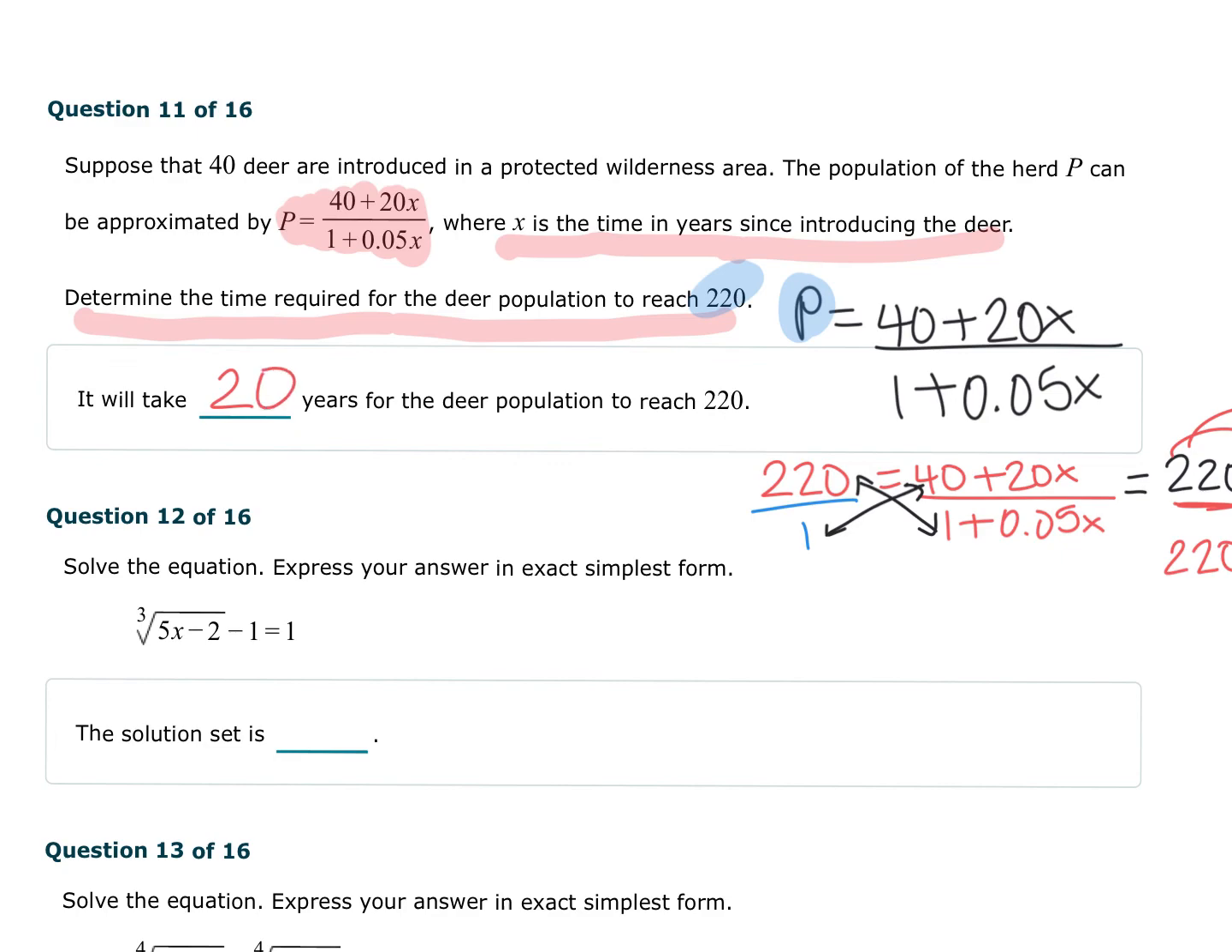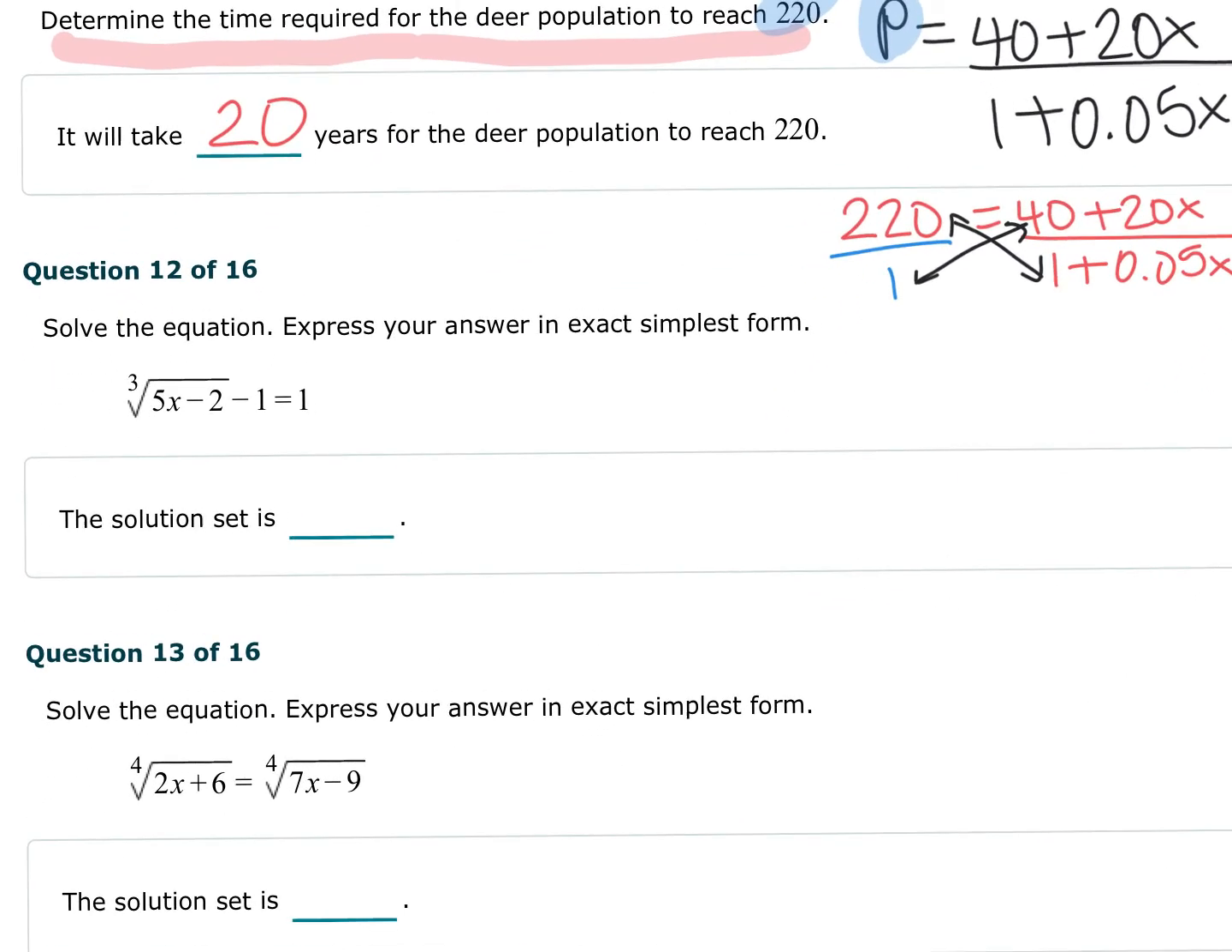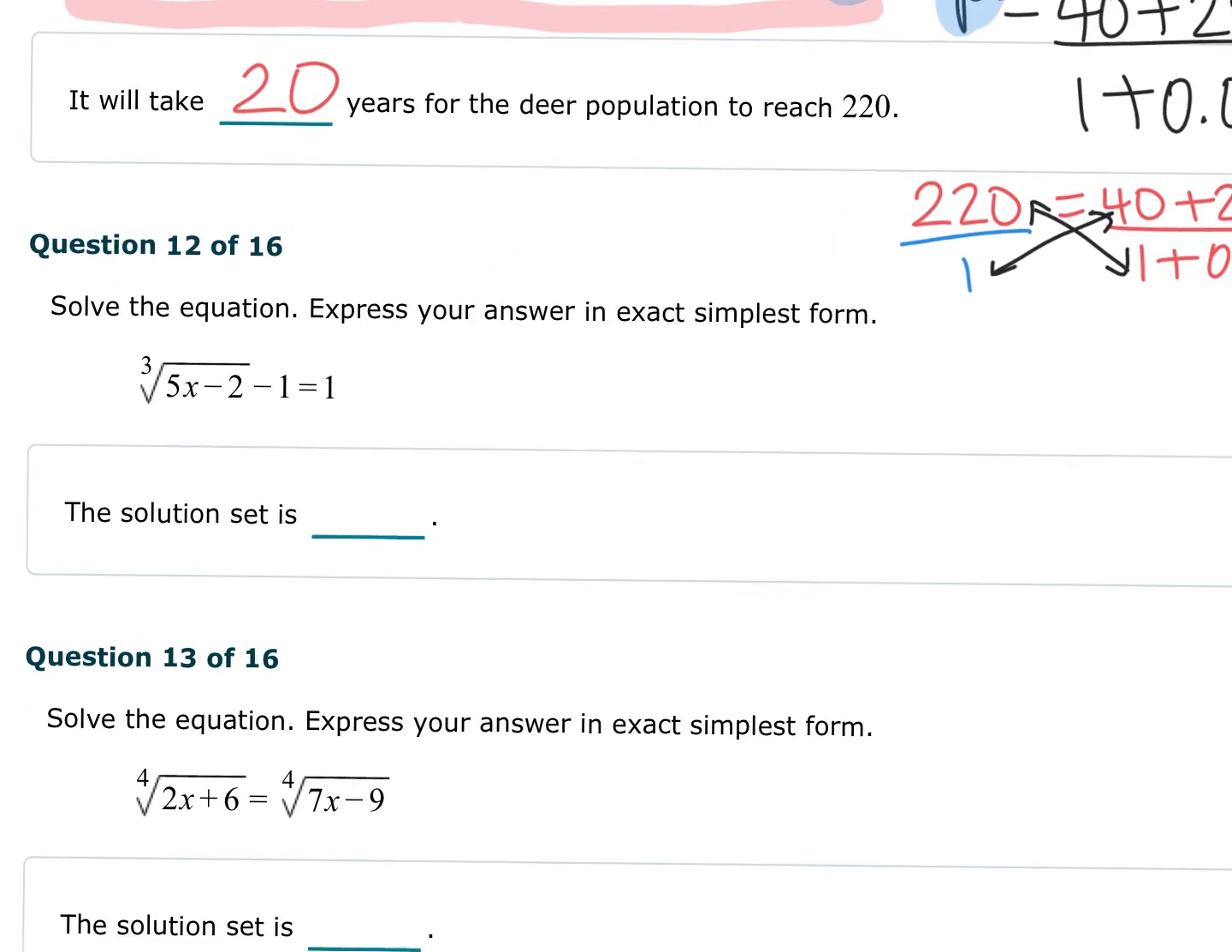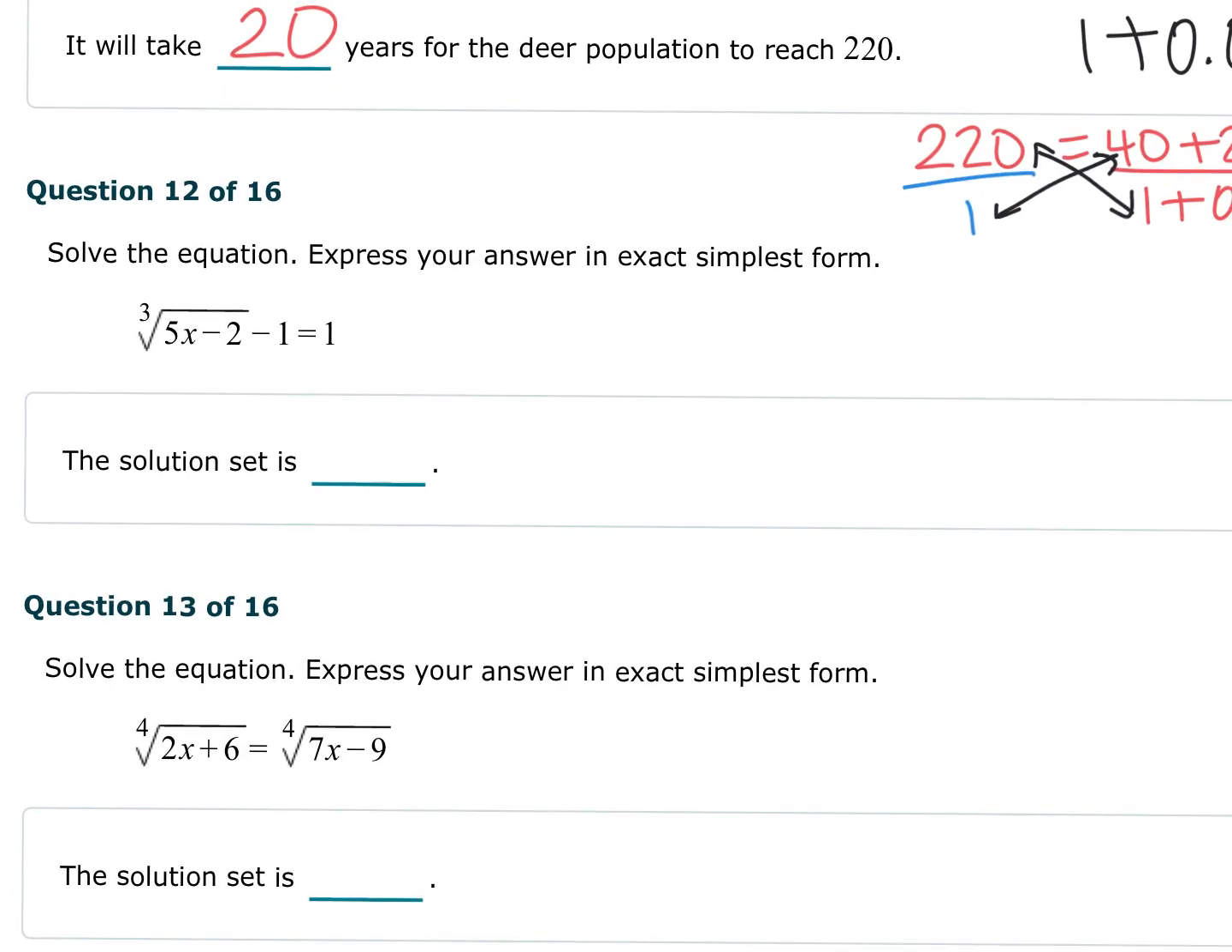All right, so let's keep going. We're now going to move into a different type of solving, which involves radicals. So on number 12, we're going to solve the cube root of 5x minus 2, minus 1 equals 1.